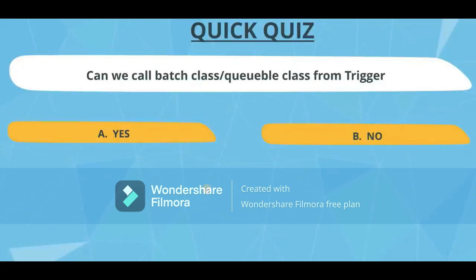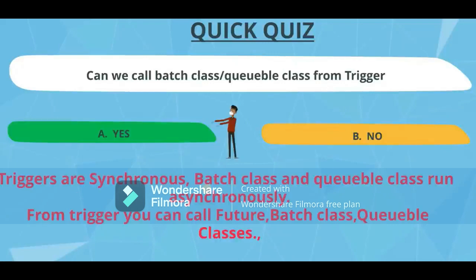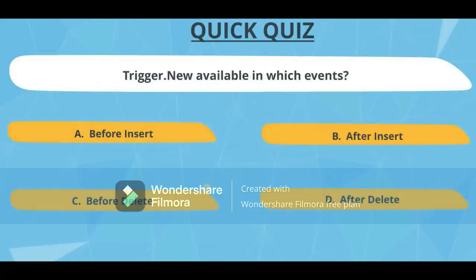Can we call a batch class or Queueable class from trigger? Of course, yes. It's same like the previous scenario. Triggers are synchronous, batch classes and Queueable classes will run asynchronously. So that should be fine. Trigger will do that job and batch classes and Queueable classes will do their job in a separate thread. So from trigger, you can call future methods, batch classes and Queueable classes also.